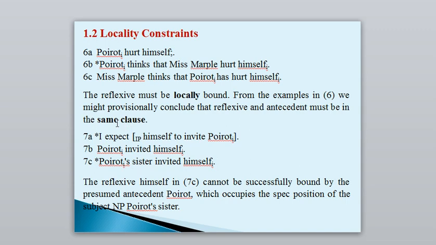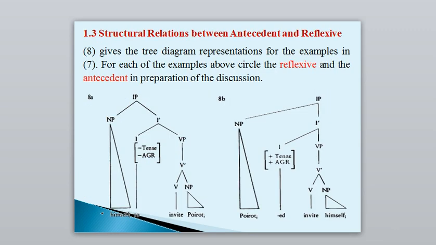So again, I want to say that the reflexive and antecedent must be in the same clause. You see here, this is the locality constraint. Okay, structural relations between antecedent and reflexive. You look at these three diagrams, 8. These three diagrams give the tree diagram representation for the examples in 7.